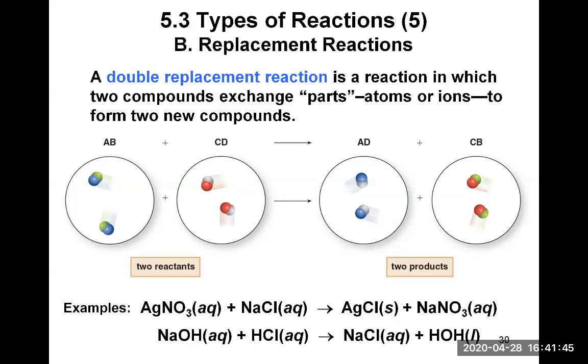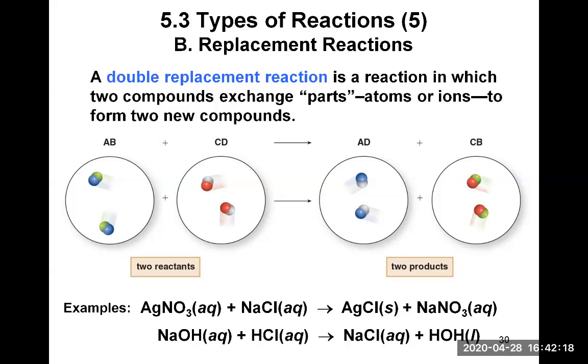If we look at the examples, the first example, silver nitrate plus sodium chloride gives silver chloride and sodium nitrate. So here you can see that silver is no more with the nitrate, it combined with the chloride ion. So Ag combined with Cl to make a new compound. And then the Na will combine with the NO3 to make a new compound.